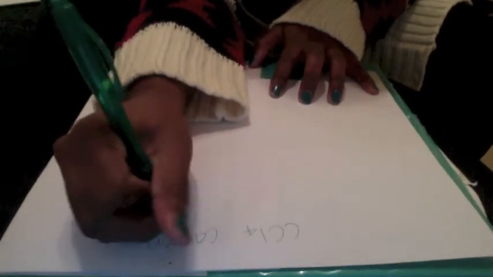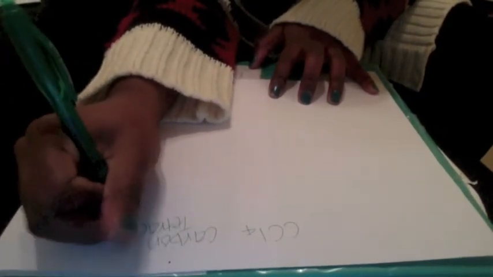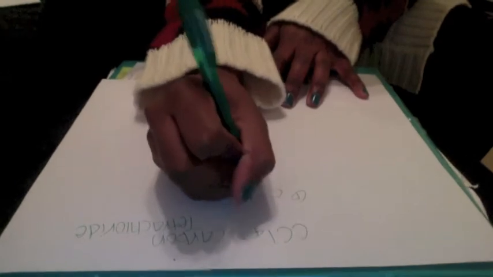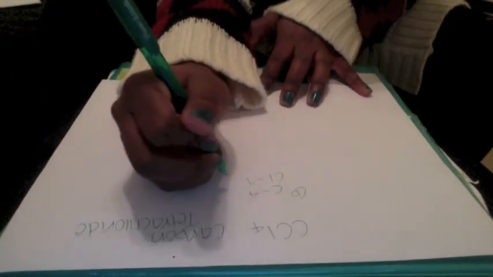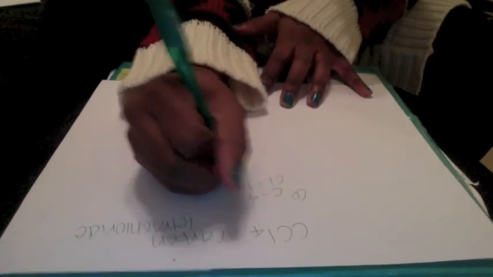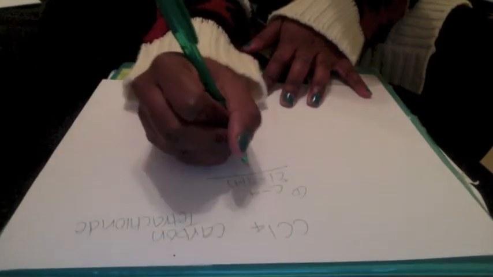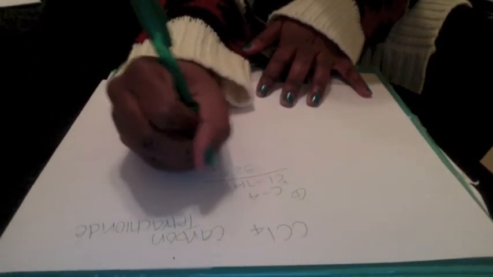CCl4, which is carbon tetrachloride. Okay, so the first step is to figure out how many valence electrons it has. So carbon has 4 and chlorine has 7. But there's 4 atoms of chlorine, so we have to multiply 7 by 4, which is 28, and add 4 from carbon, which would give us 32 total valence electrons.